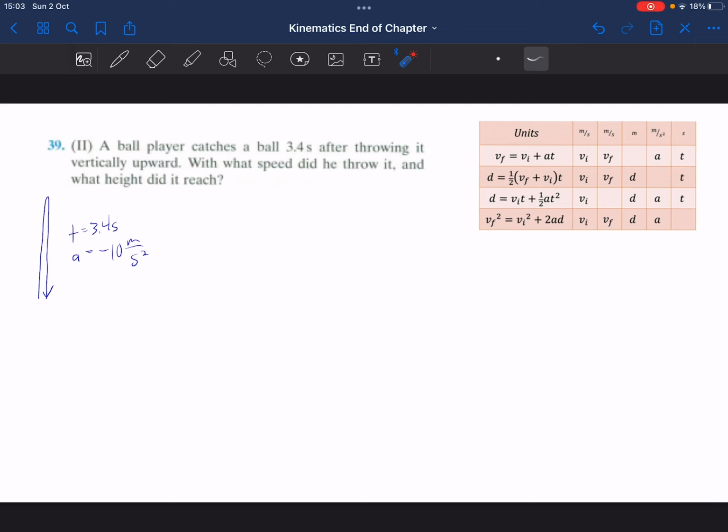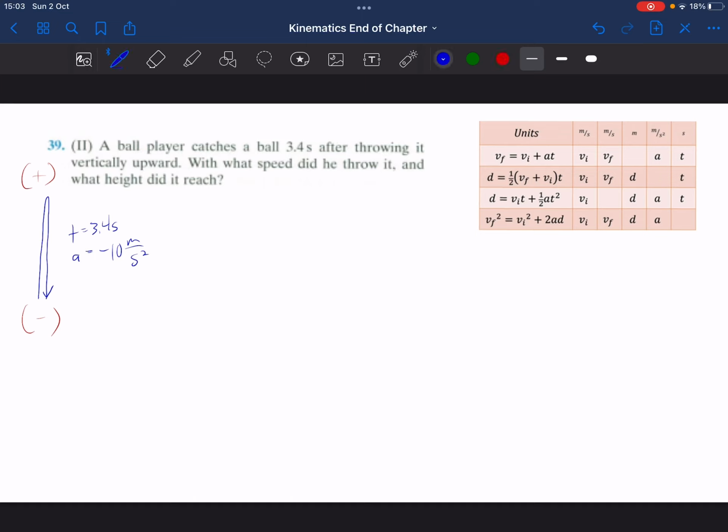Okay, so in this first one, I'm looking at the entire trajectory. The entire trajectory up and down took 3.4 seconds. Acceleration is always downward, negative 10 meters per second squared, right? So we're calling up positive and down negative. Okay, what else do we know?